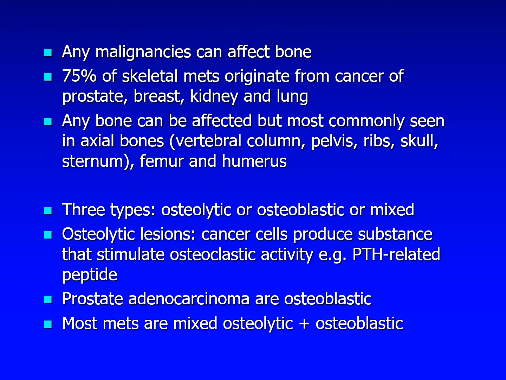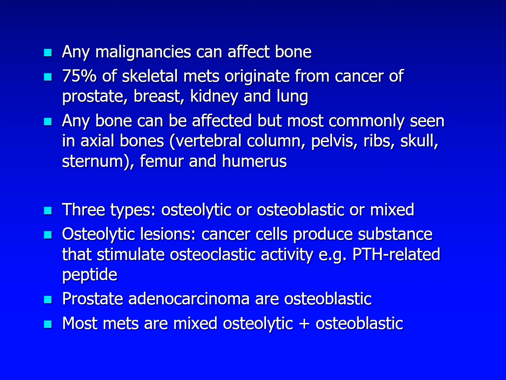Any malignancies can affect the bone. 75% of skeletal metastases originate from cancer of prostate, breast, kidney, and lung. Any bone can be affected, but most commonly it is seen in the axial bones, femur, and humerus. There are 3 types of pattern seen in bone metastasis. It can be osteolytic, which is bone destroying, osteoblastic, which is bone forming, or mixed osteolytic osteoblastic.